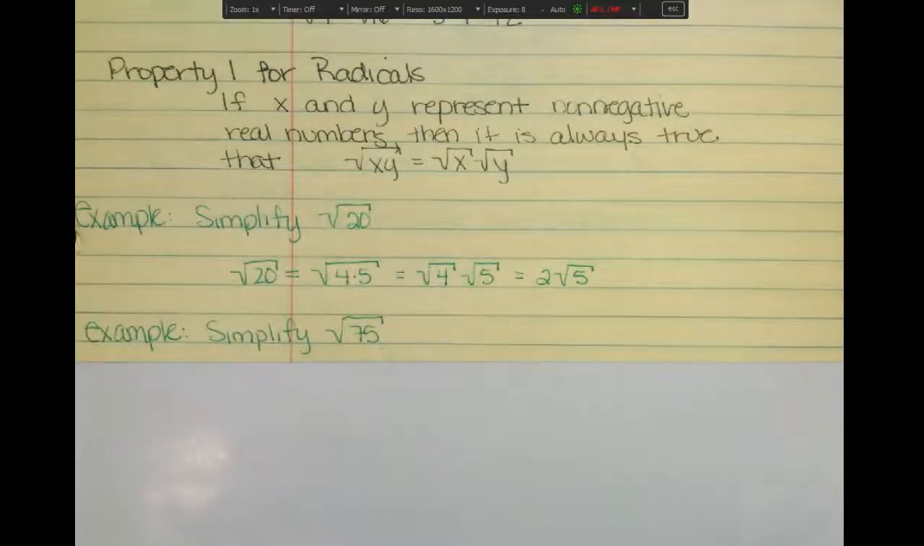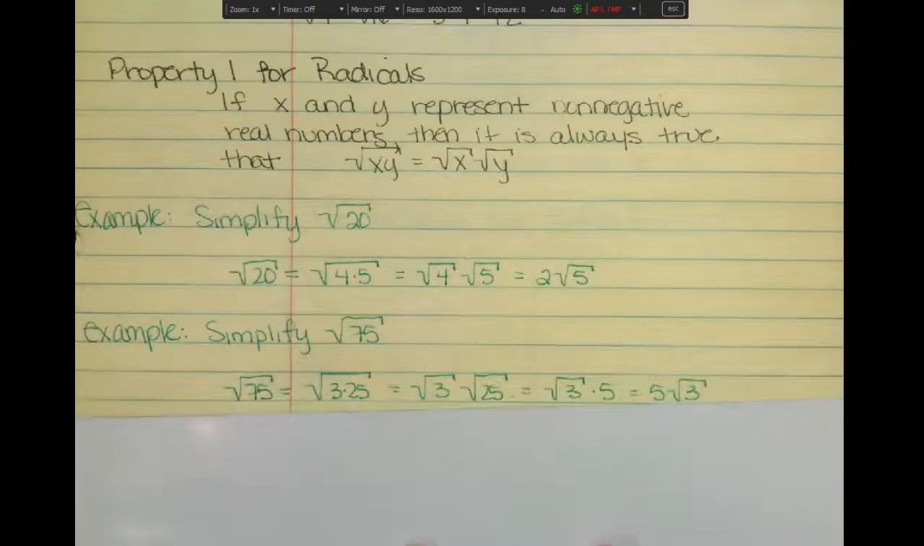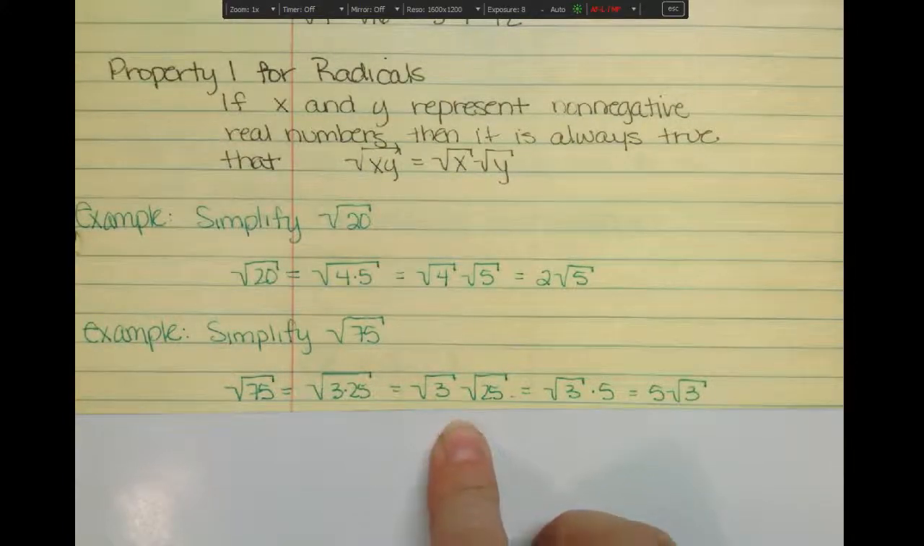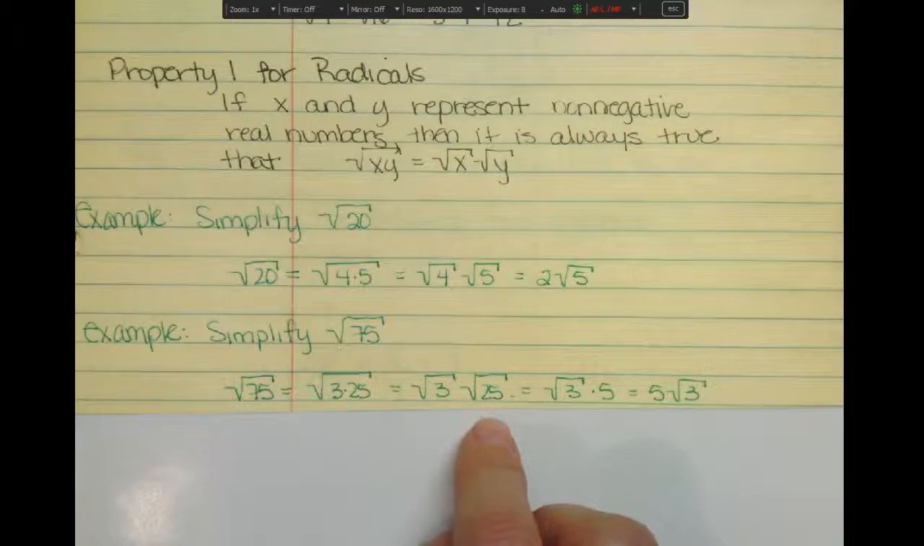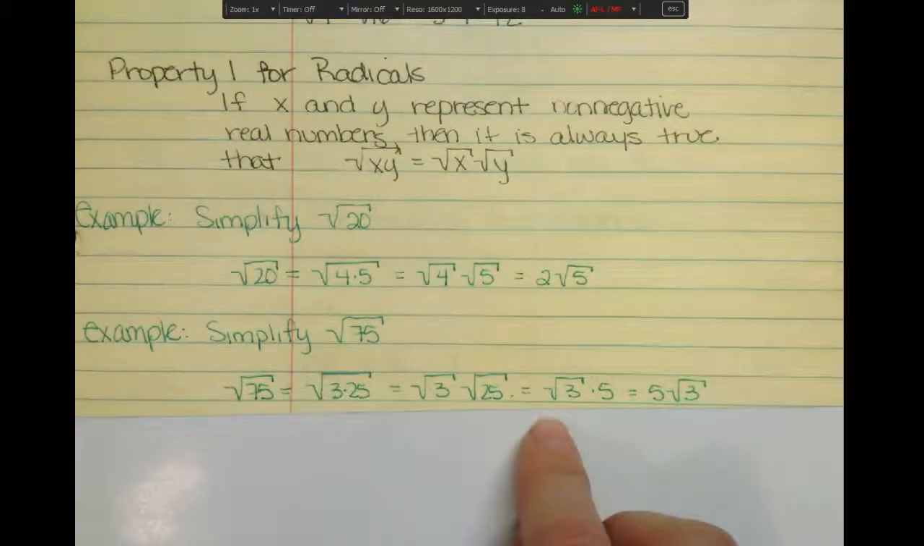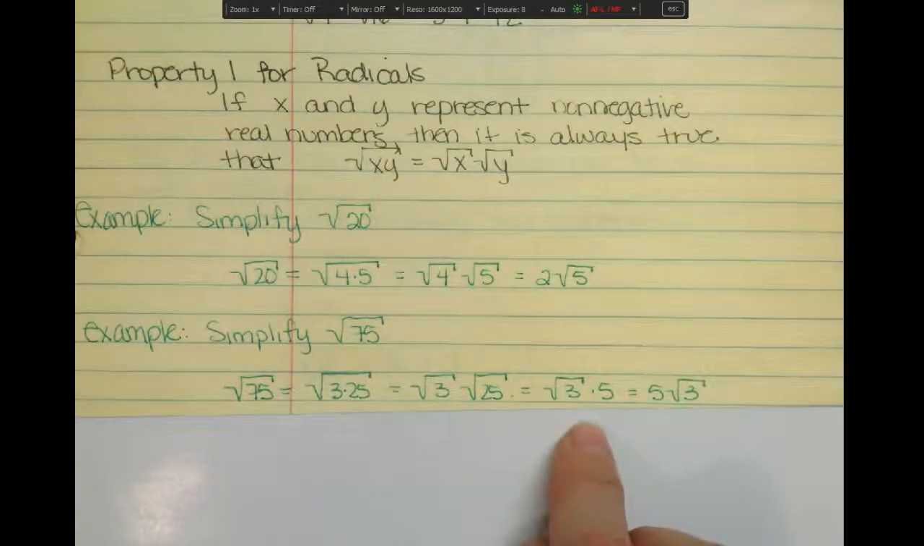Let's see it again with another example. The square root of 75. Well, I can write the square root of 75 as the square root of 3 times 25. Then I can break it apart using our property 1. It'd be the square root of 3 times the square root of 25. The square root of 25 is 5, so it gives me the square root of 3 times 5.